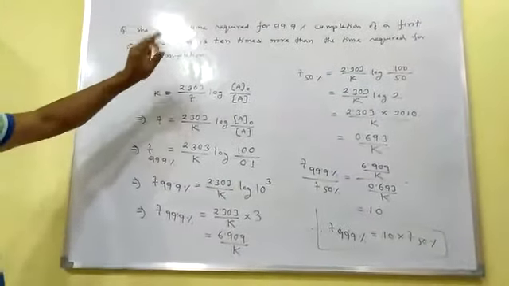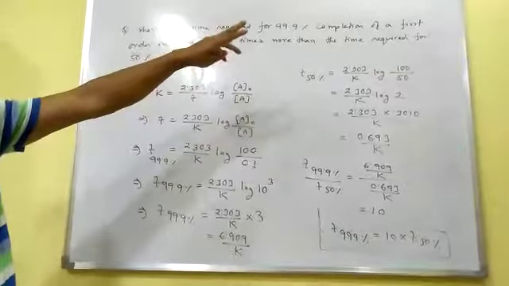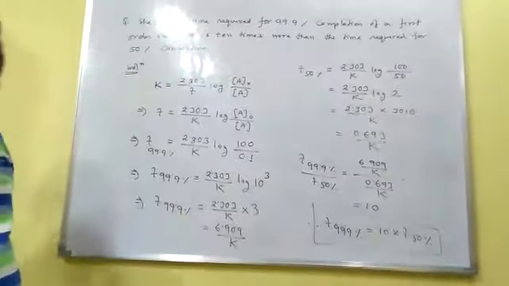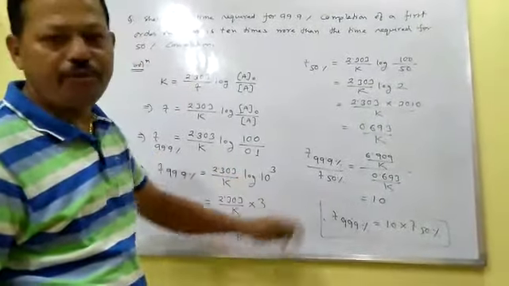So this is the question: the time required for 99.9% completion of a first order reaction is 10 times more than the time required for 50% completion. Like this way you can prove it.